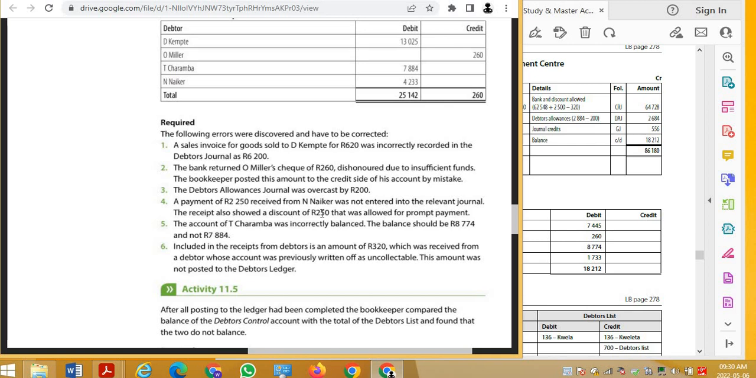Oh no, sorry, not reversed, my bad. It was not entered into the journal, so it needs to be entered still. It's like into the actual journal itself. So it needs to affect the debtors control and the debtors list. It wasn't transacted at all. It wasn't posted at all. So let's have a look at that answer. But keep in mind that what we are adding to bank and discount allowed is the 2250 plus the 250.